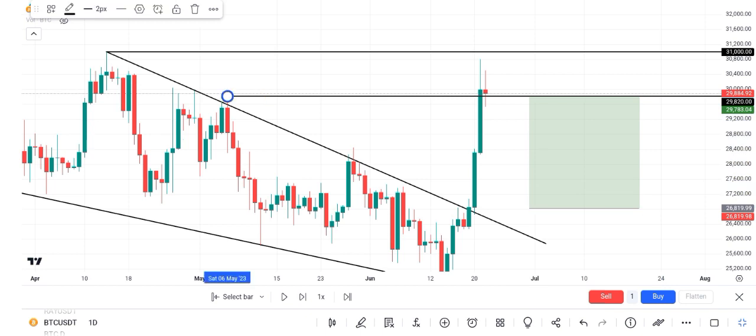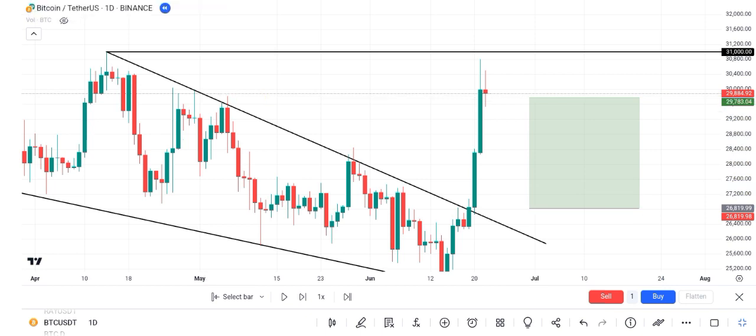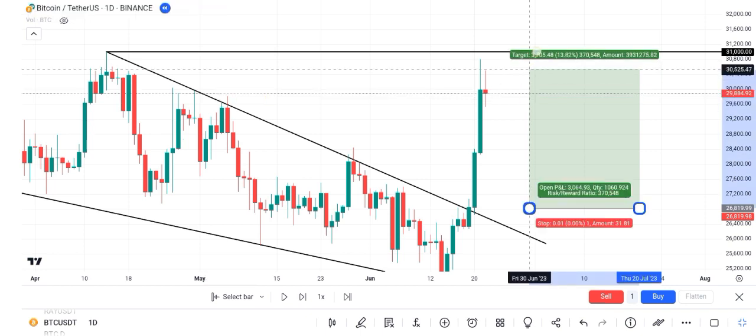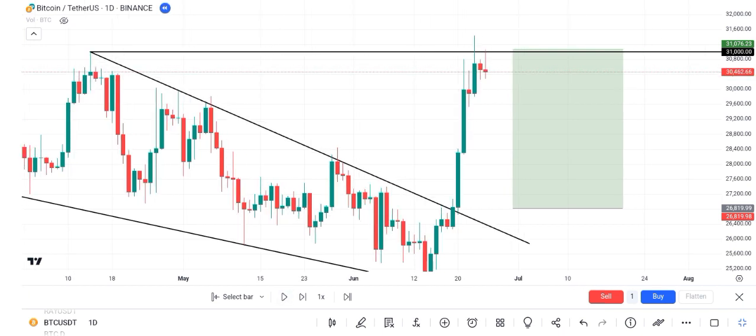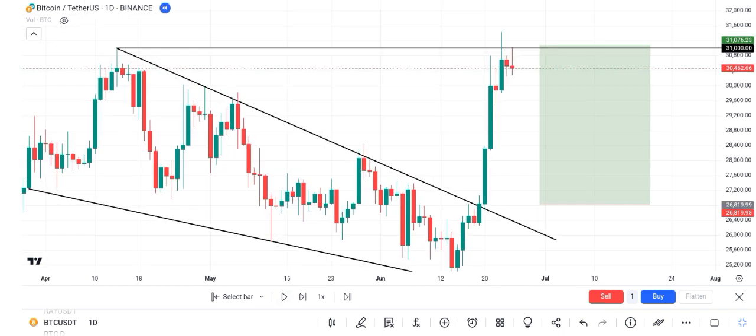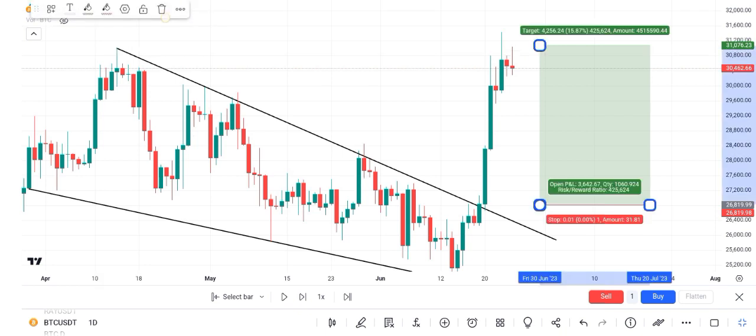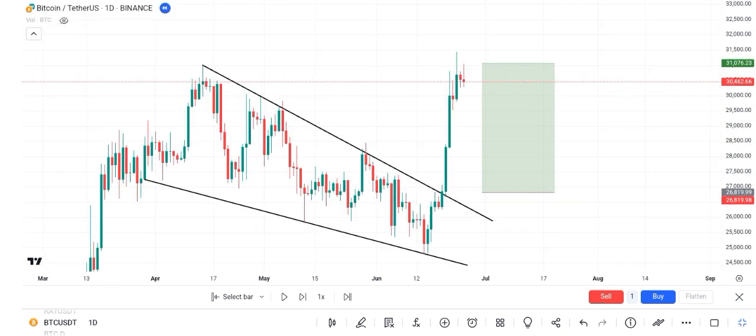So let's see if the price hits TP number 3 or not. I will set my TP number 3 and let's play. You can see that the price has successfully hit our TP number 3. So this is how you can trade a falling wedge pattern.